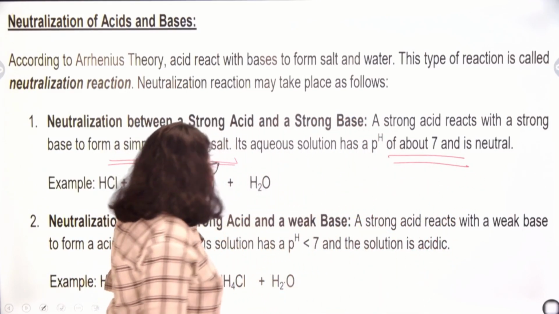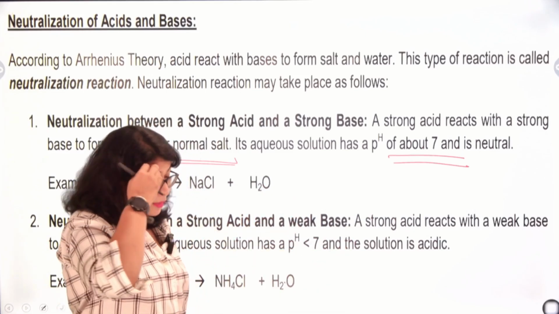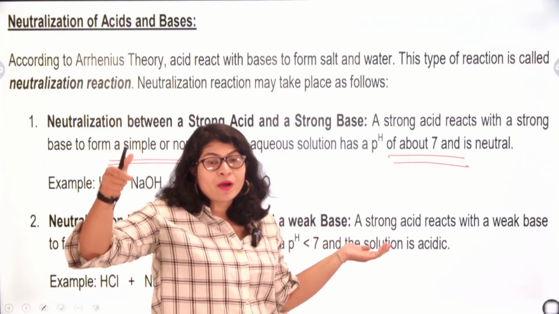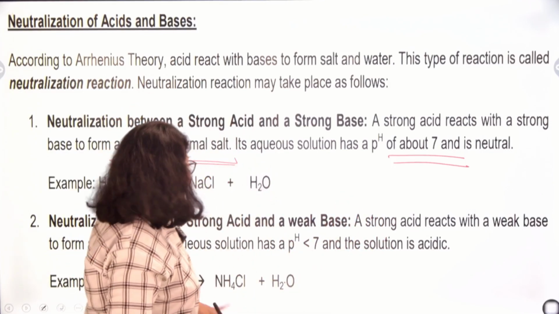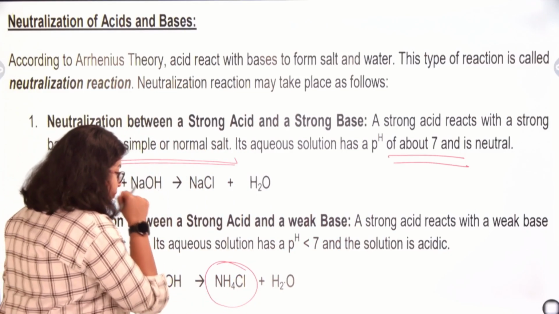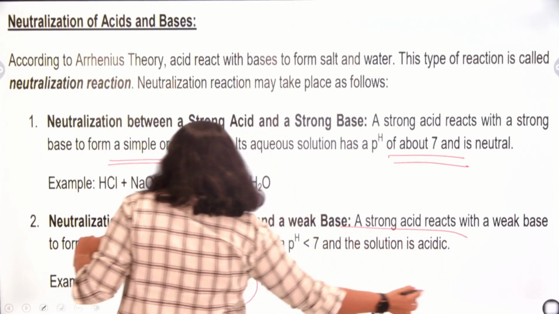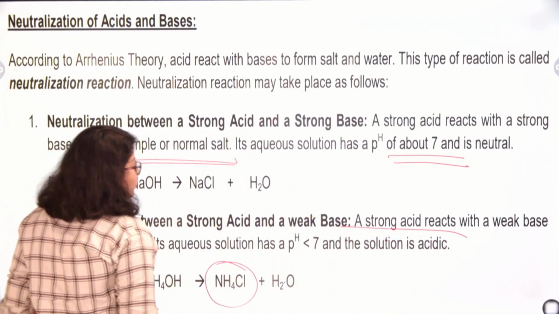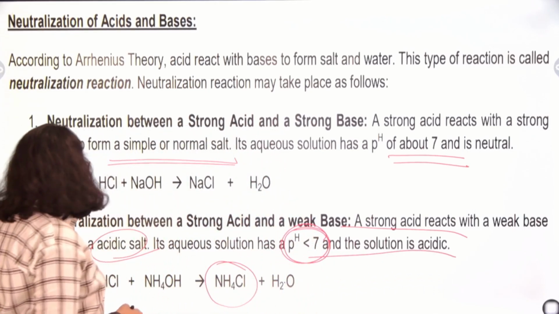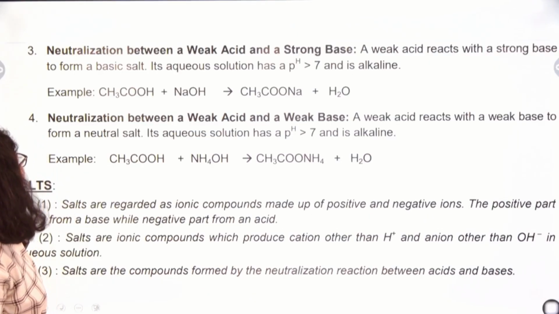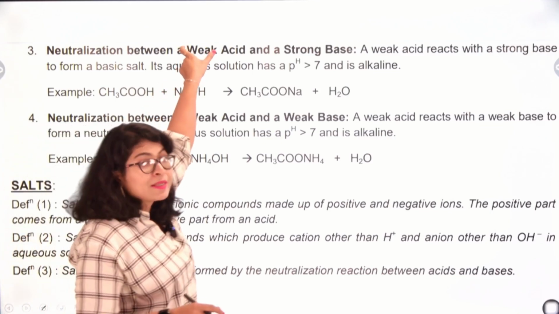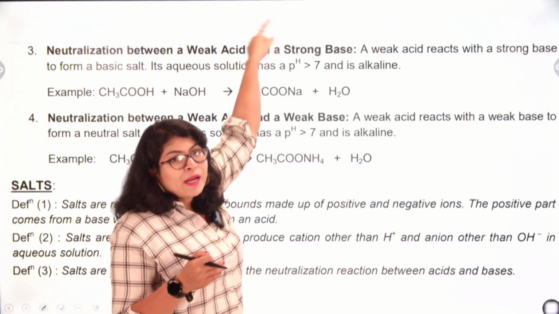Now, if I say a strong acid and a weak base, in this case, what happens? The acid part dominates and the base part is kind of submissive. So the salt here will be an acidic salt. Got it? So a strong acid reacts with a weak base to form an acidic salt. Its aqueous solution pH is less than 7 and the solution is acidic. Example is NH4Cl. Now, neutralization between a weak acid and a strong base. Here the acid part is kind of submissive and the base dominates.